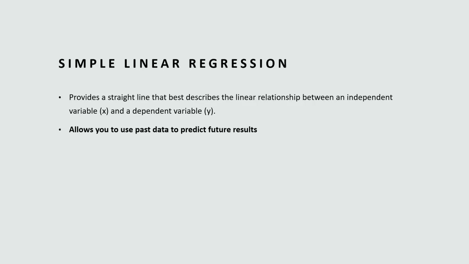Which means that using a regression allows us to use past data to predict future results. That's why this is used in a variety of industries, because they can look back to how they did last month or last year, run a regression, and it can help them predict what they will be able to do next month or next year.